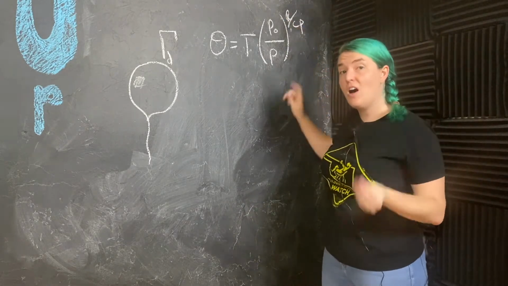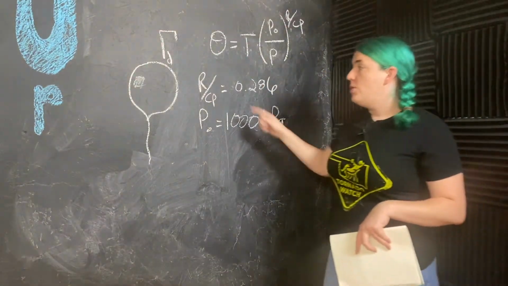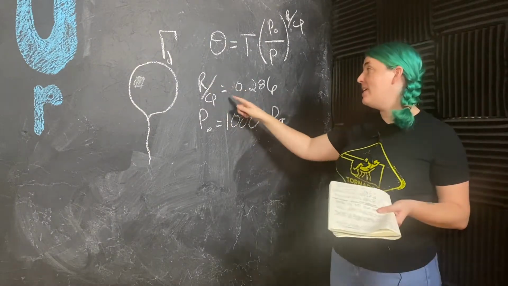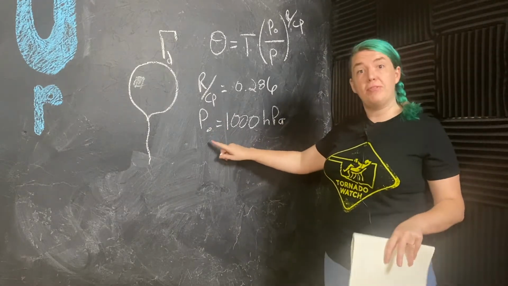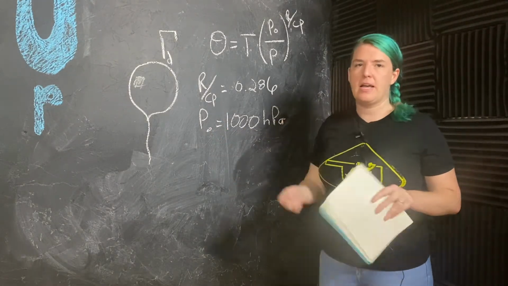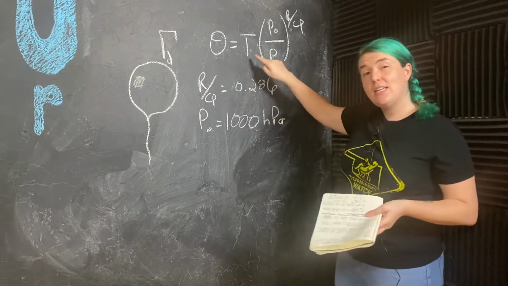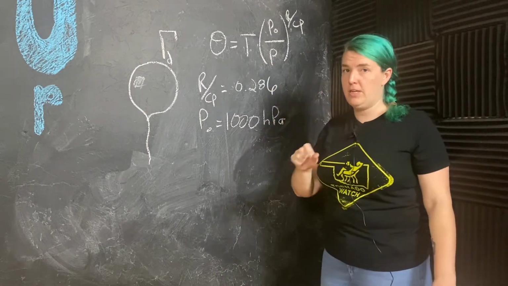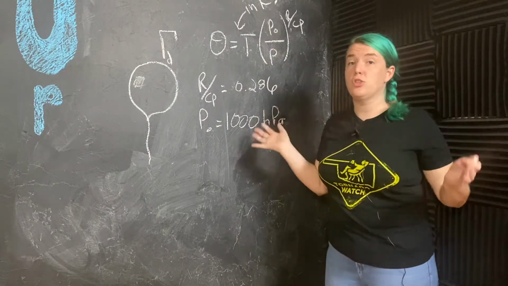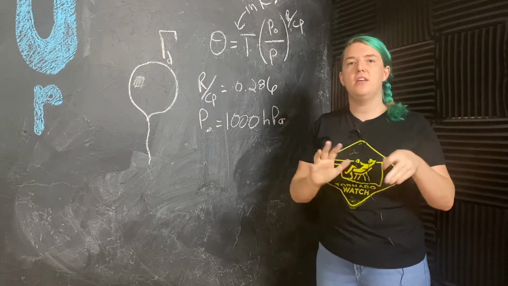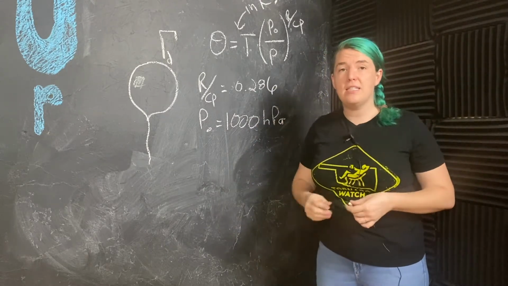These are both constants, and I wrote the ratio down. R over Cp is just 0.286, it's unitless, and our reference pressure is 1,000 hectopascals. That's roughly surface pressure. One last note is that temperature here is specifically in Kelvin. If you use a different unit, even Celsius, this will be wrong. This is potential temperature. It's defined so that it is a measure of temperature that is constant under adiabatic processes.